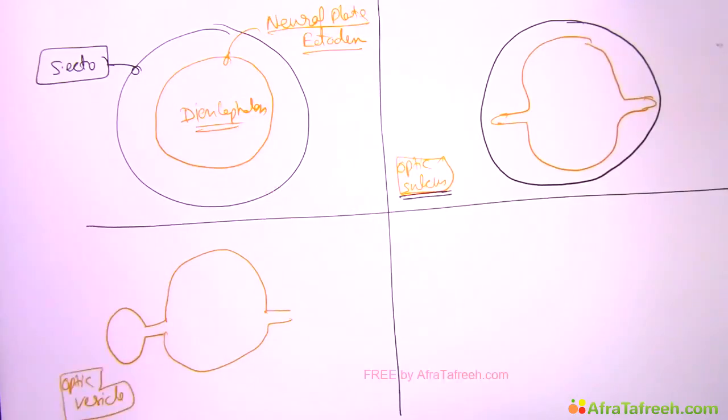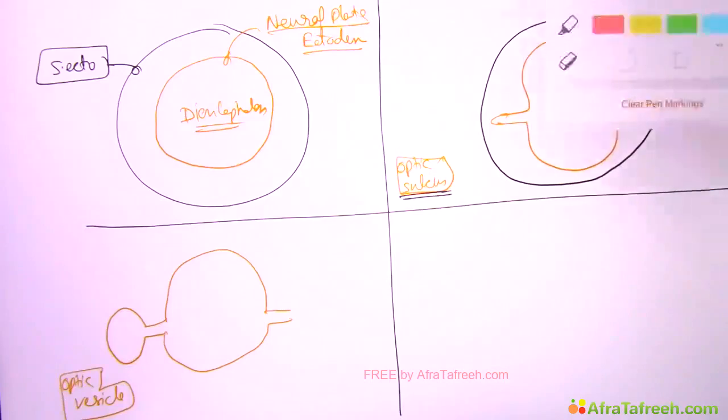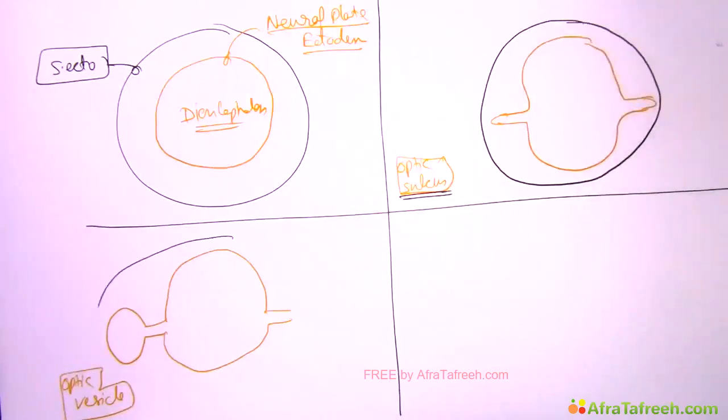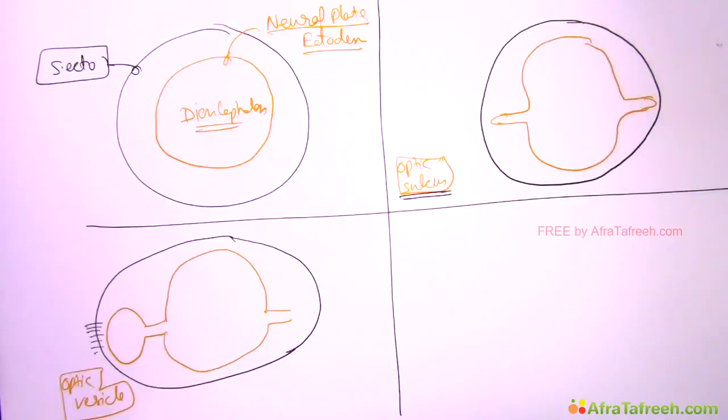And what is the ectoderm doing? The ectoderm is actually the stimulator now, a stimulator to form a lens placode. So the optic vesicle is stimulating the overlying ectoderm to form a lens placode. Yes. And what is the next thing?